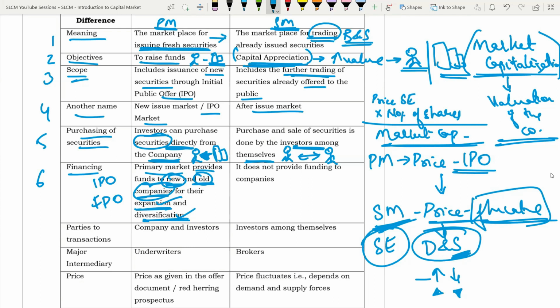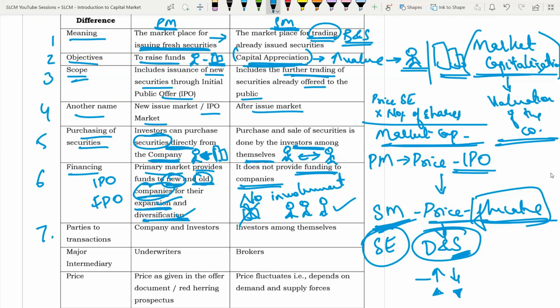Right? Next, financing in the secondary market. It does not provide any funding to the company because why? There is no involvement of the company in the secondary market. What is the involvement? It is the parties or the investors among themselves. There is no company involvement. So there is no funding or monetary gain happening in the secondary market for the companies.